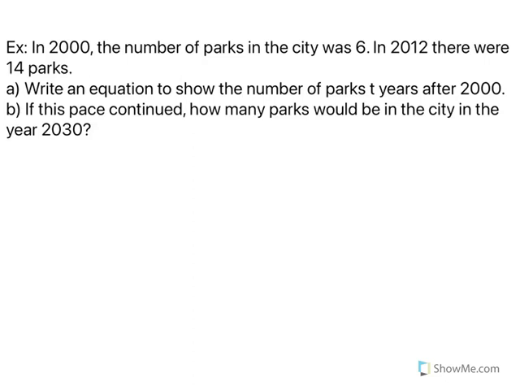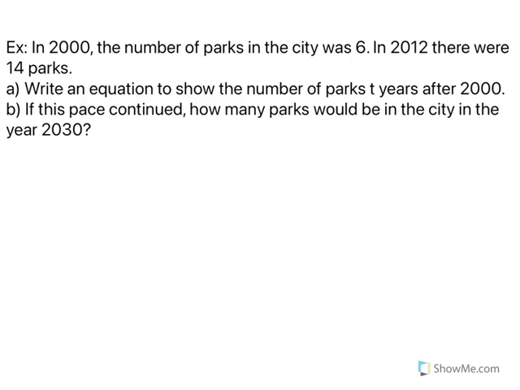Using applications and slope, y-intercept to write equations and solve can be tricky. So let's look through this example and work through it together. In 2000, the number of parks in the city was 6. In 2012, there were 14 parks. Let's start with part A. Write an equation to show the number of parks T years after 2000.